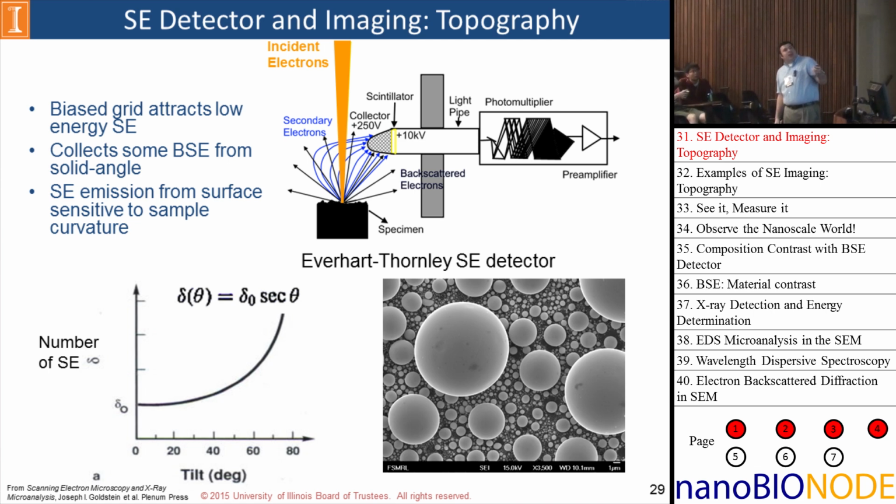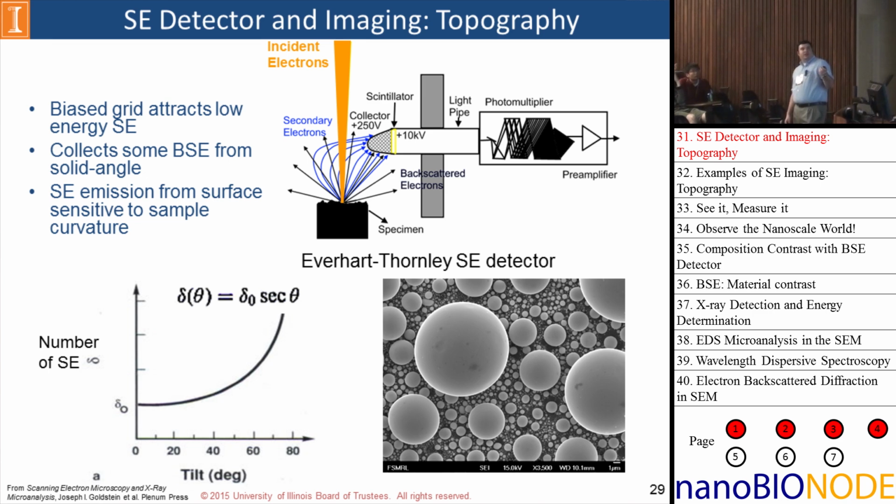An SE-based detector, which is commonly called an Everhart-Thornley detector, uses a biased grid, typically a couple hundred volts positive, which is used specifically to attract the low energy secondary electrons. As we see in this schematic here, the low energy secondaries are attracted to this biased grid. It will collect some backscatter electrons just from the solid angle. So whenever you're using an SE detector, you're getting all the SEs, plus a little bit of backscatter information. Those electrons hit a scintillator, which transforms them into light, hits a photomultiplier tube, and that gets read out through your preamplifier. That's the basis of an Everhart-Thornley detector.